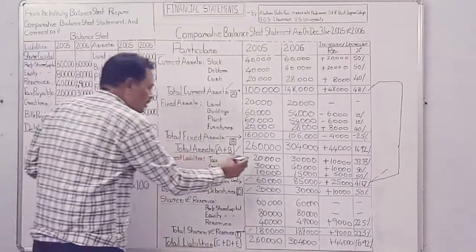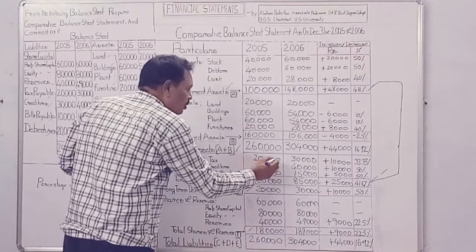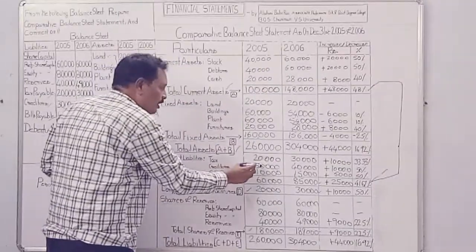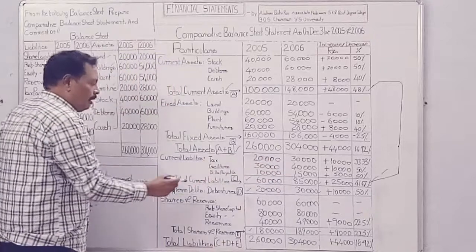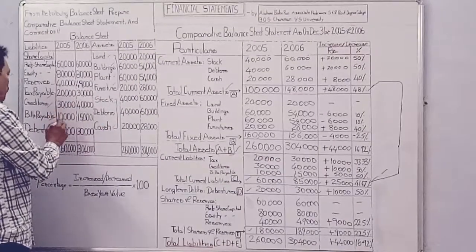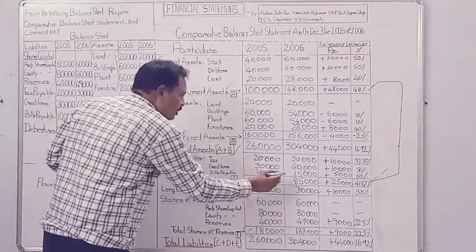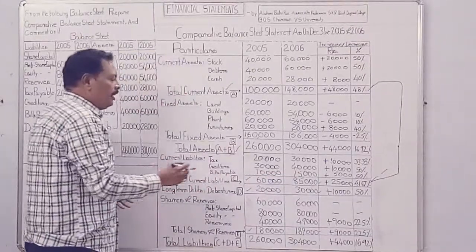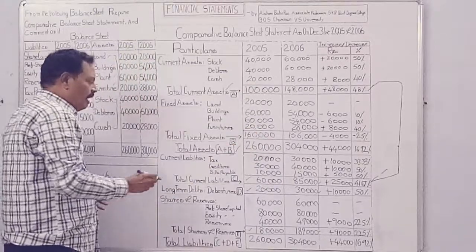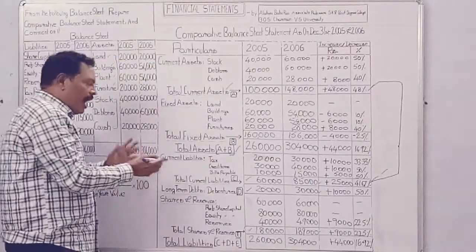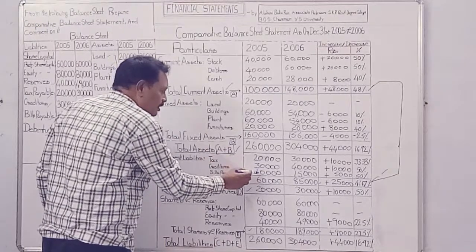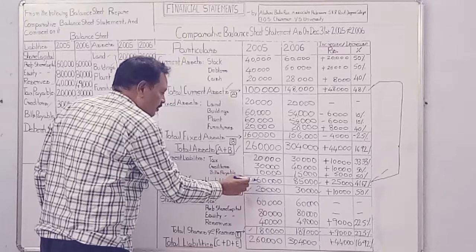20,000, 30,000. Simply write 20,000 and 30,000 in the concerned years. Creditors 30,000, 40,000. Bills payable 20,000, 10,000, 15,000. After mentioning these values in the concerned years, simply add these three items: 20,000, 30,000 plus 10,000, total 60,000.